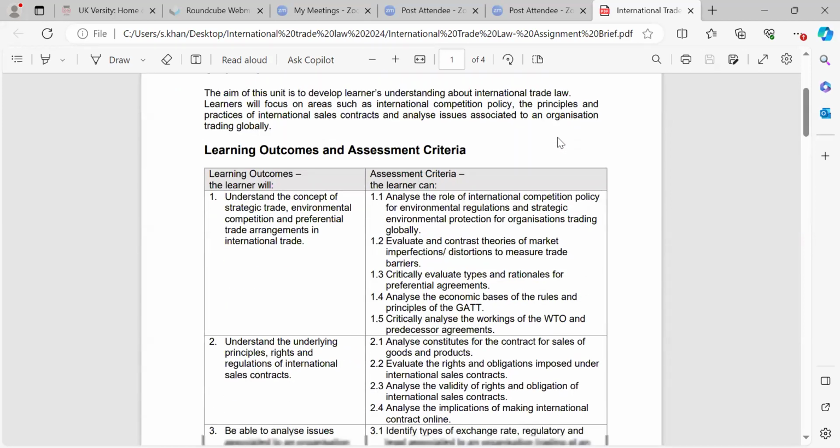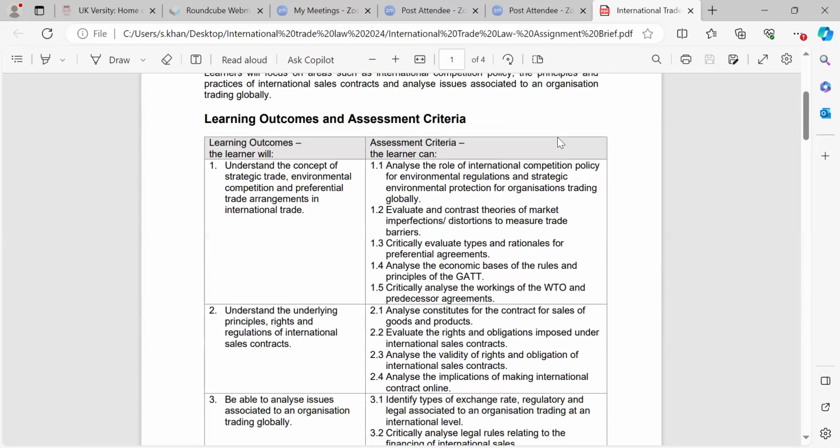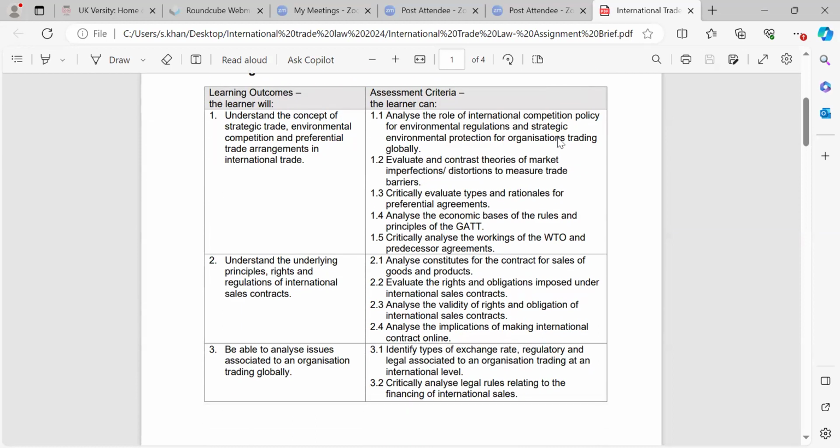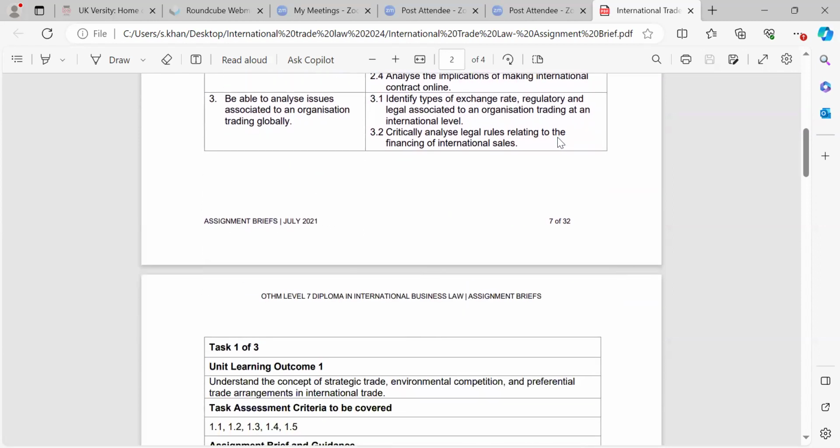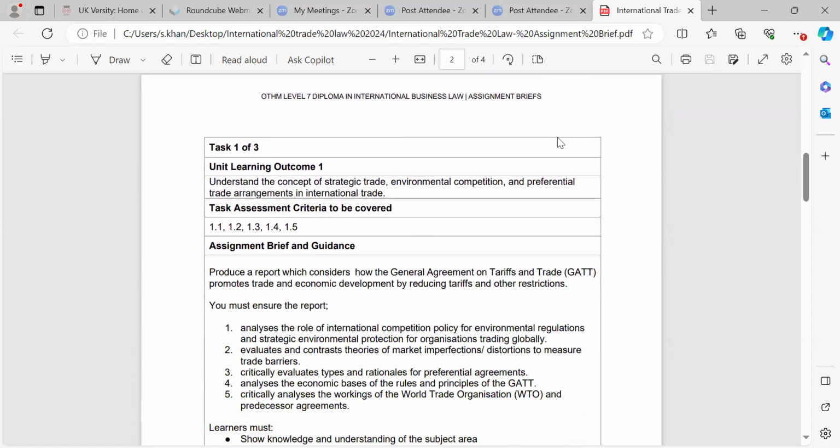So these are the learning outcomes. The first one, understand the concept of strategic trade, environmental competition, and preferential trade arrangements in international trade. Understand the underlying principles, rights, and regulations of international sales contracts, and be able to analyze issues associated to an organization trading globally. So task 1 of 3. Make sure when you are doing each task, you identify which task you're doing with a heading, have a contents page at the start, have your name, your unit name, your unit number, and also a contents page, and make sure you identify and put a heading in for each task.